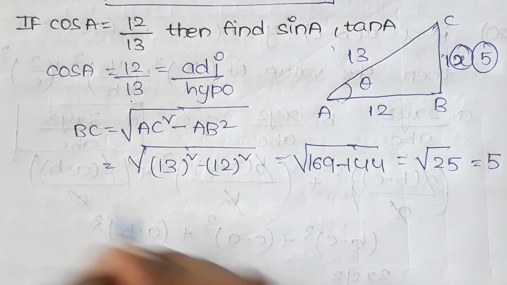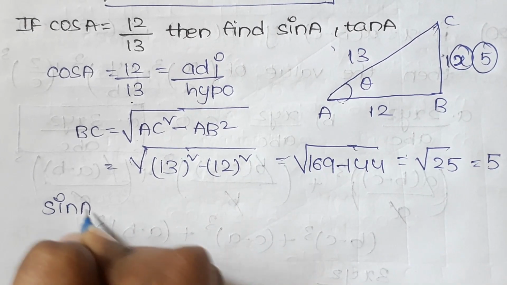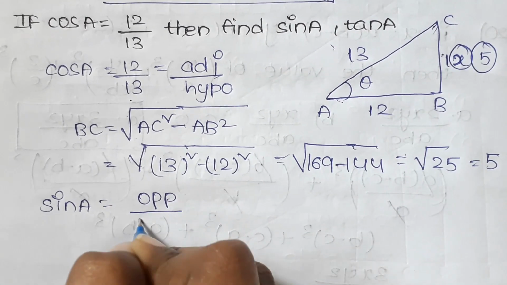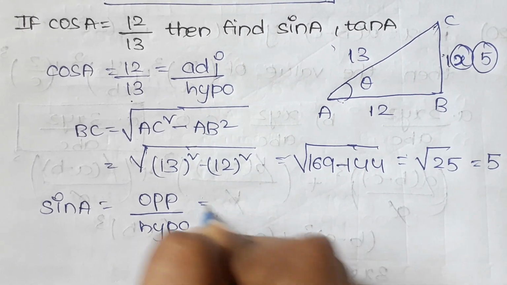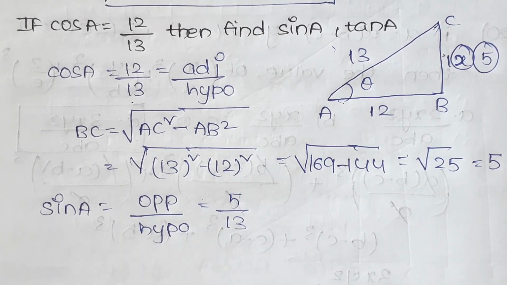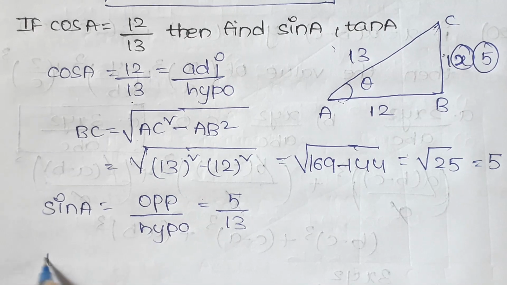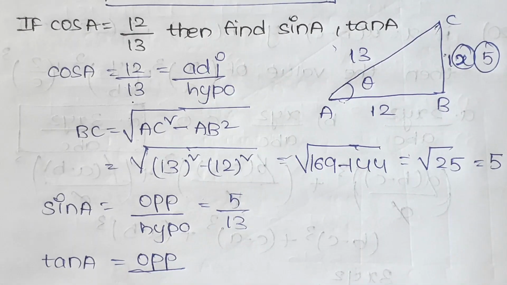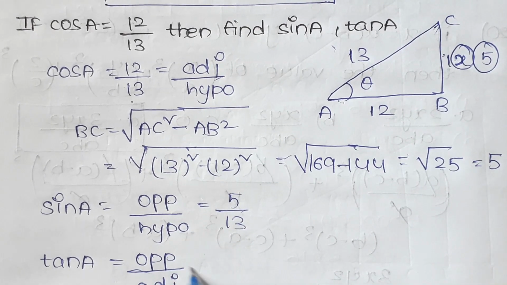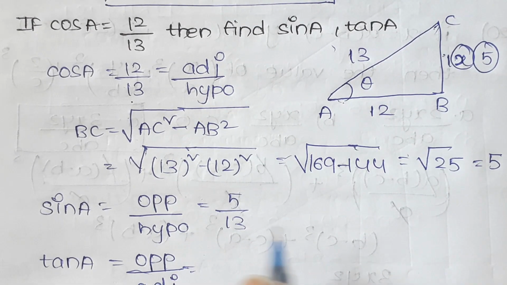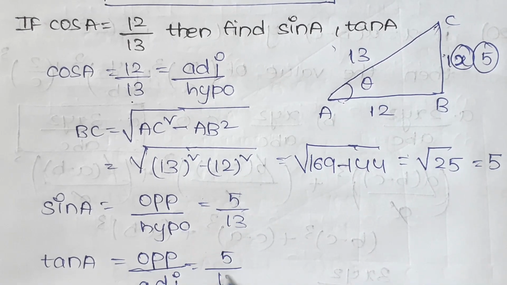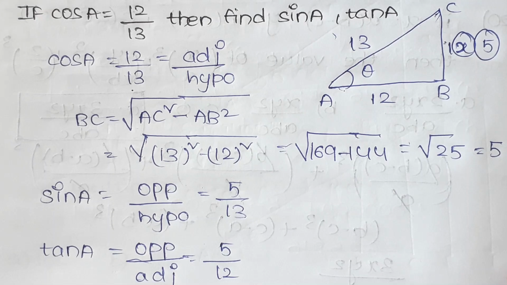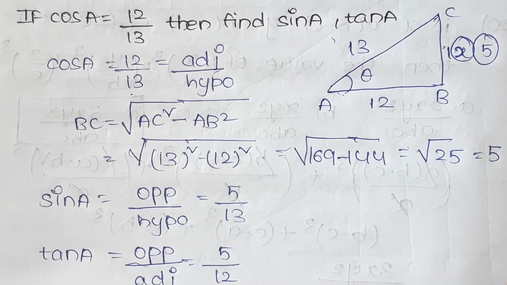And now let us find sin A. Sin A is nothing but opposite by hypotenuse, that is 5 by 13. And tan A is nothing but opposite by adjacent, that equals 5 by 12. And this is about the fourth problem. Now let us see the fifth one.